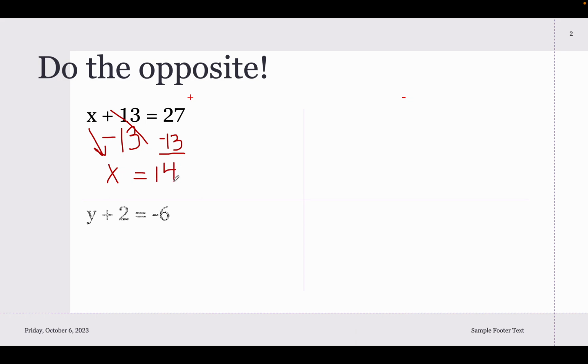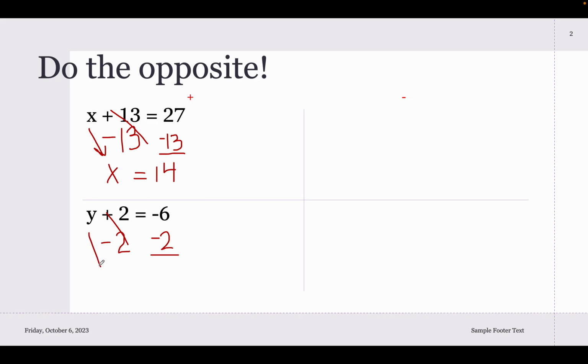All right, here's the next one. y plus 2 equals negative 6. I got a plus problem. I have to do the opposite. So I'm going to go ahead and subtract the 2. And that gets rid of this guy. If I subtract a 2 on this side, I have to subtract 2 from the other side. What is negative 6 minus 2?